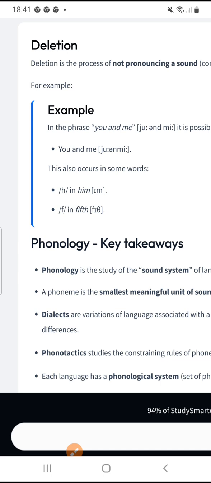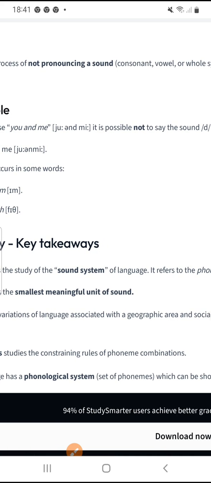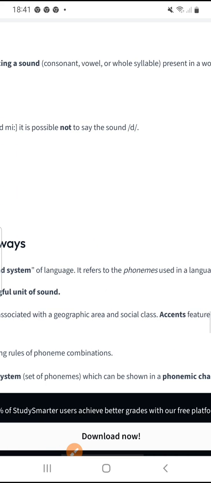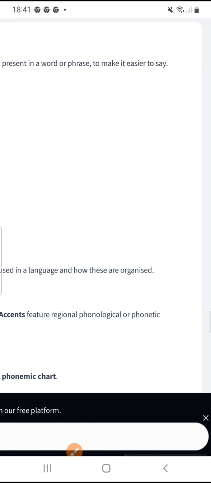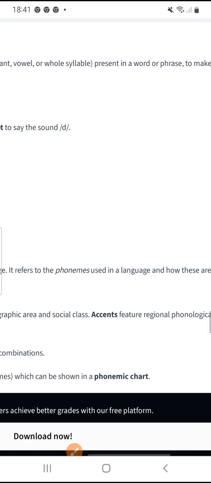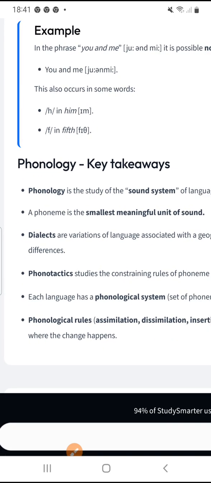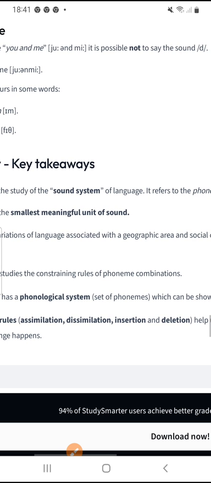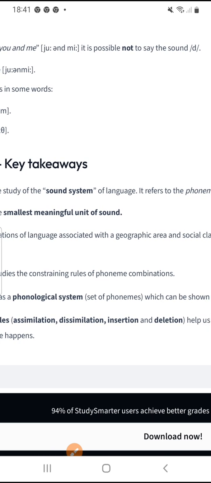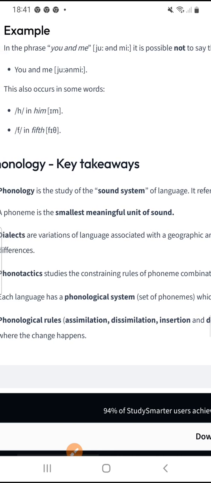Deletion is the process of not pronouncing a sound, consonant, vowel or whole syllable present in a word or phrase to make it easier to say. For example, "you and me." This is the phrase "you and me." Here, it is possible not to say the sound D, right? So "you and me," right?